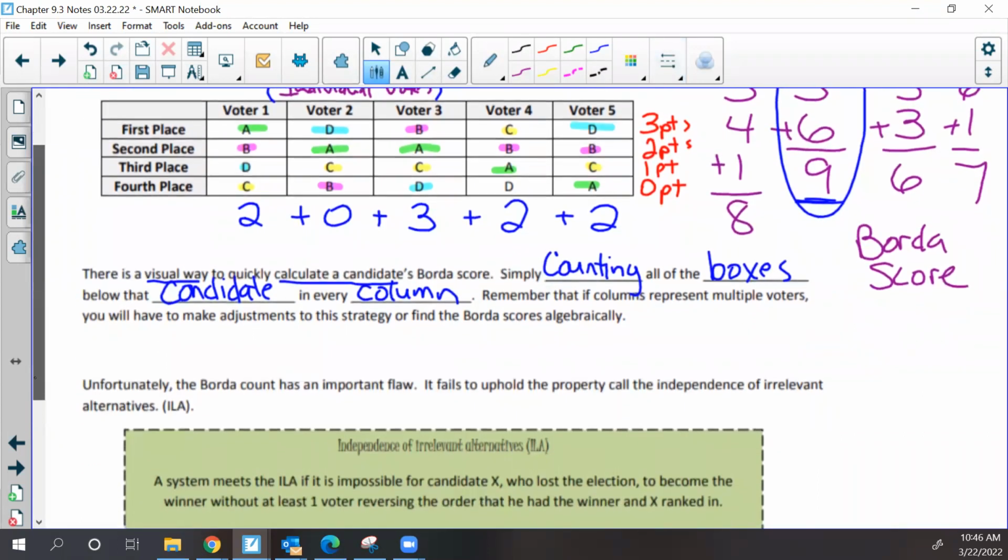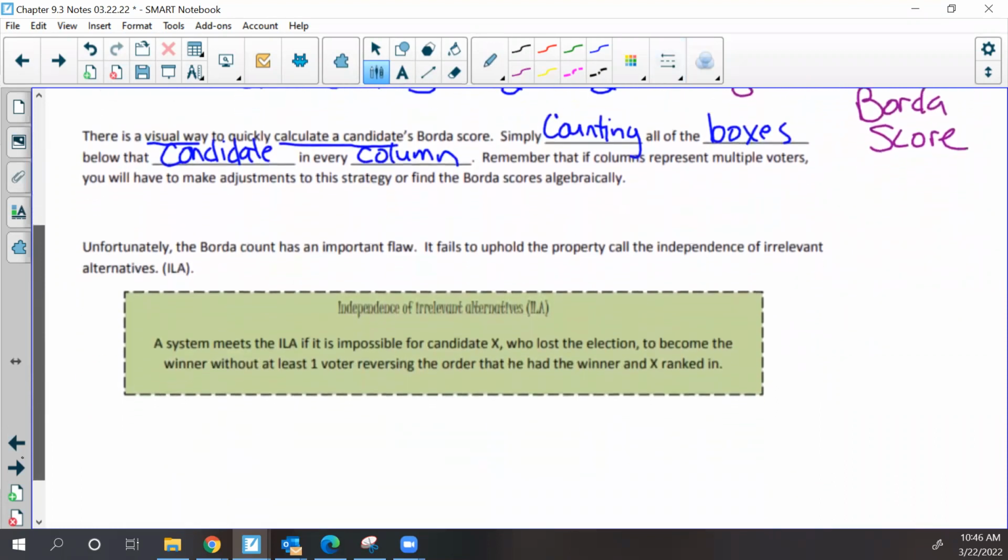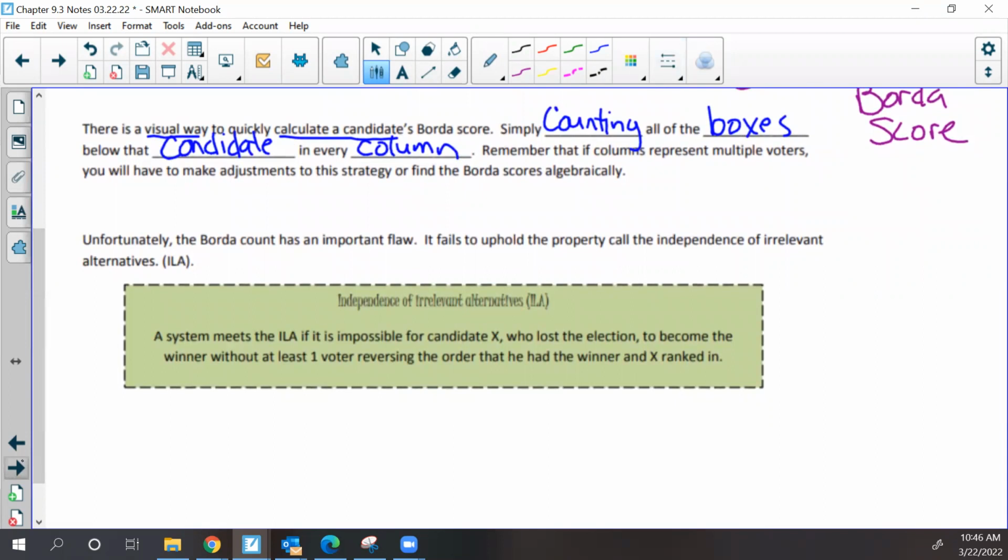So just know now, I do have some bad news. And that's the Borda count has a pretty important flaw. And the flaw is a property that's called the independence of irrelevant alternatives. And what that means is that when we say irrelevant alternatives, we're talking about candidates that lose the election. They didn't win the election. But if you have at least one voter that reverses the order in which they had voted, it changes the outcome of the election. I'm going to show you an example here. And we're going to call this IIA.